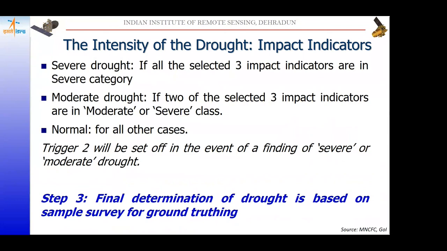So this is our total 3 steps. Very first is the mandatory indicator, second is the impact indicators, and third is the final determination using the ground truth data sets. So this is the whole basic approach of MNCFC to define the drought assessment part, and that is already defined in the drought manual.